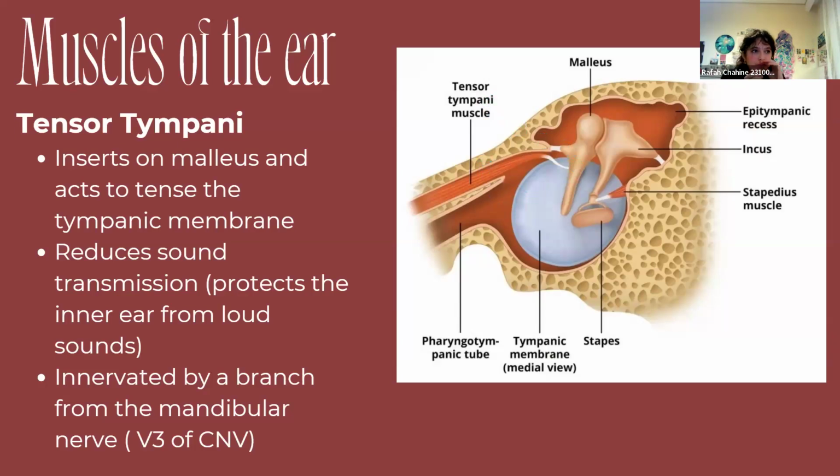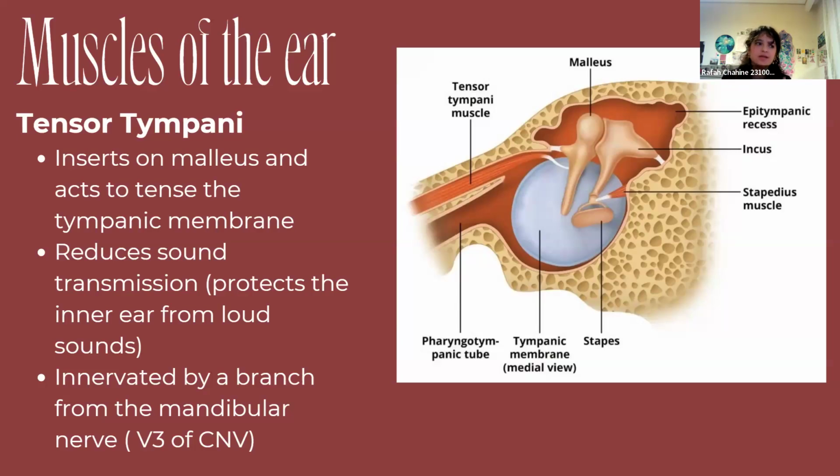Sorry, when it contracts, it will pull the malleus with it, meaning that the malleus is now pulling the tympanic membrane, okay? So if the tympanic membrane is more stretched than what it usually is, obviously the sound waves are not going to hit the membrane hard enough, and it's not going to vibrate as hard as it used to, right? So that's how the tensor tympani acts, okay?